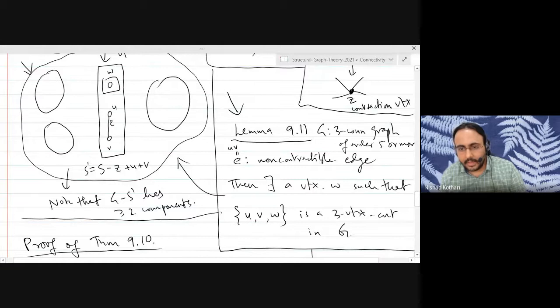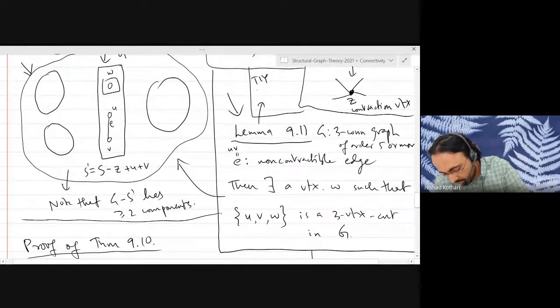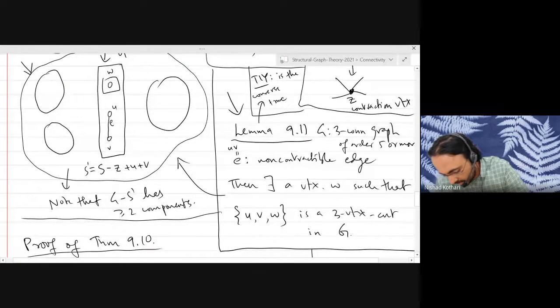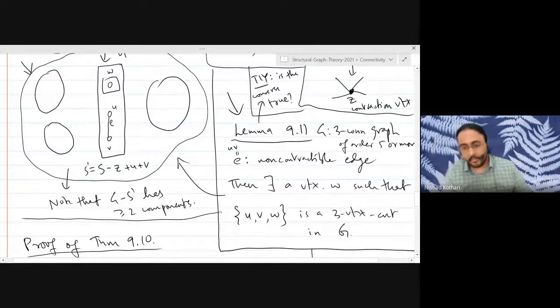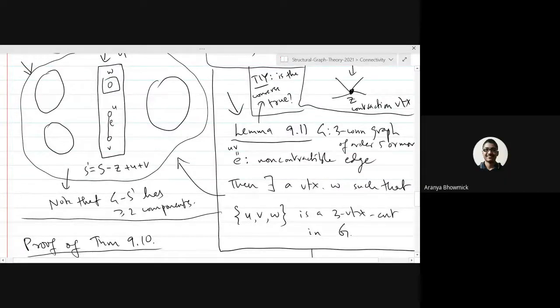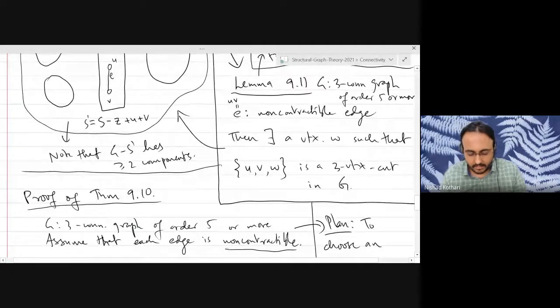So you can think about the converse. This is a good exercise. Try it yourself. We don't need the converse, so we won't worry about it right now. Is the converse true? That's a good question to think about. If the converse is true, then it will be a characterization of non-contractible edges in the three-connected graph. That's right. Exactly.